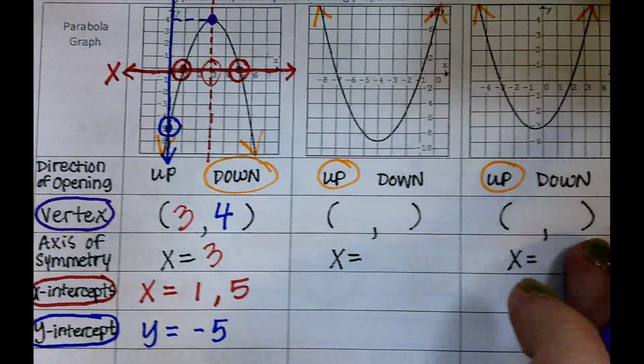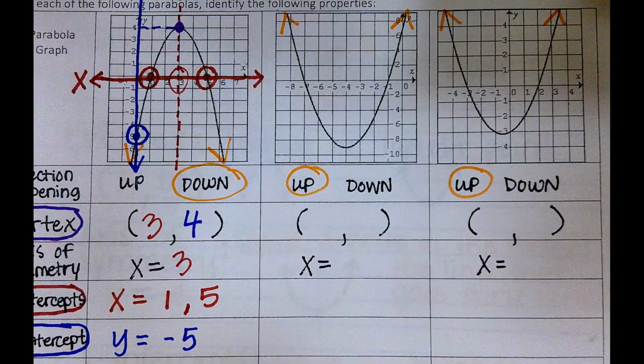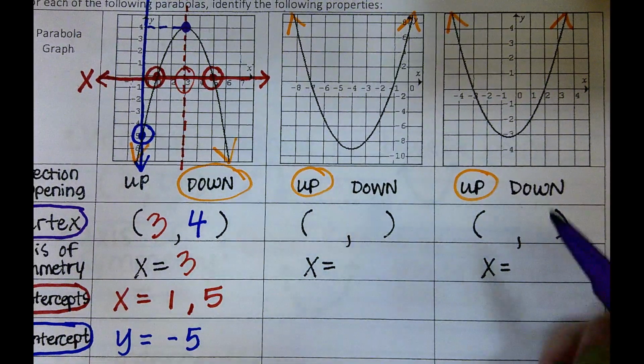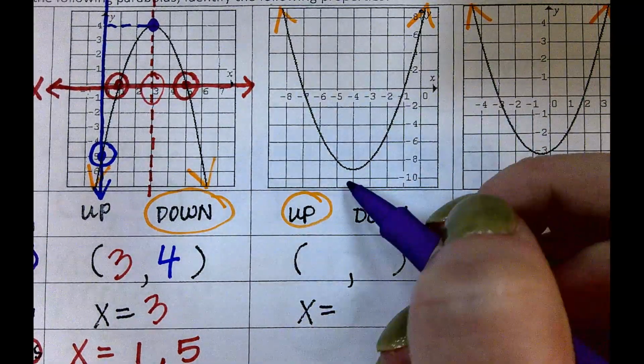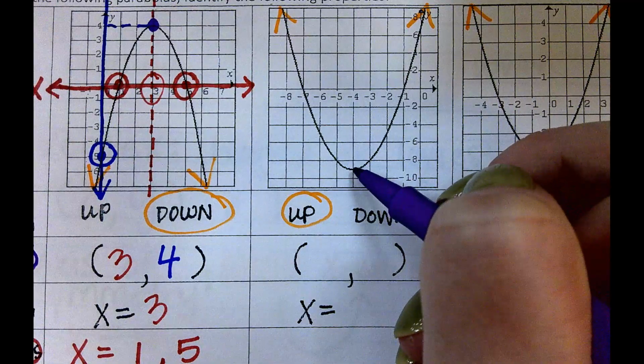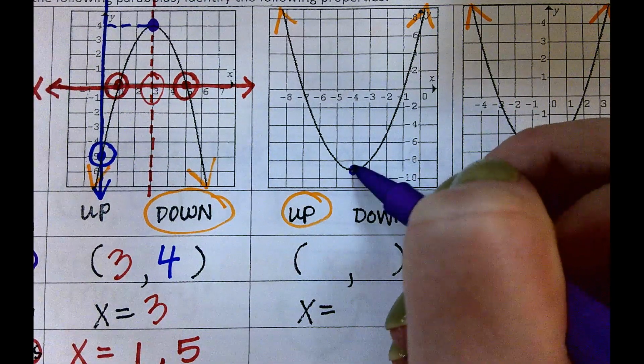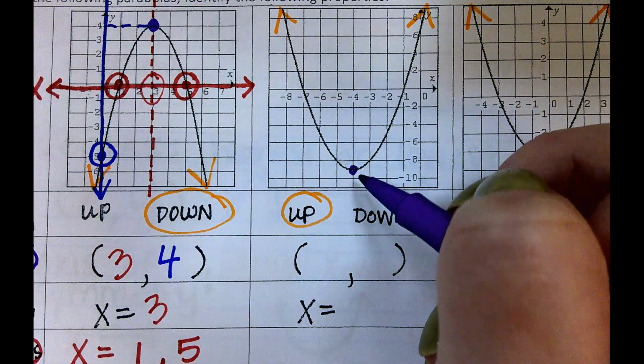Okay, let's look at the second one. We already got our direction of opening. Let's find our vertex. So if my vertex is right here, it's like a 9. What's my x value first?